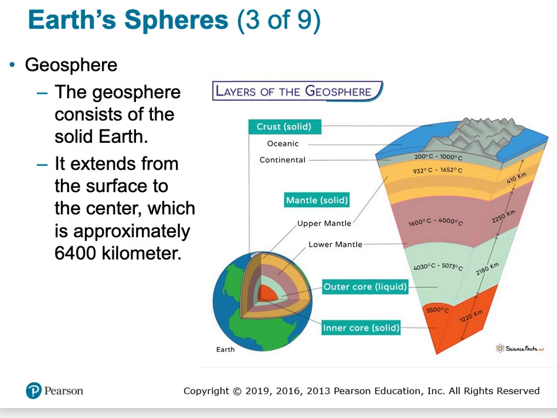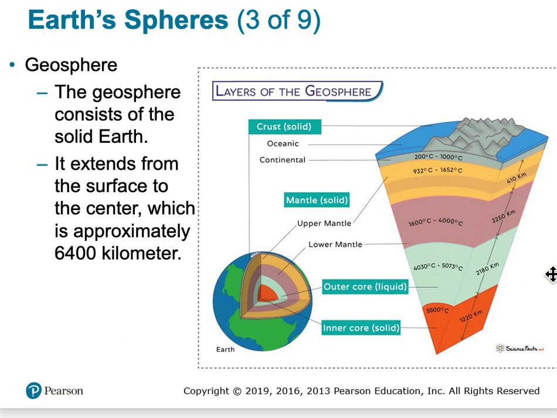It extends from the surface to the center, which is approximately 6,400 kilometers. And the surface of the lithosphere is very uneven. Like we know, it contains high mountainous topography as well as low areas such as Death Valley, portions of which lie below sea level. So it includes the crust, mantle, outer core, and inner core.